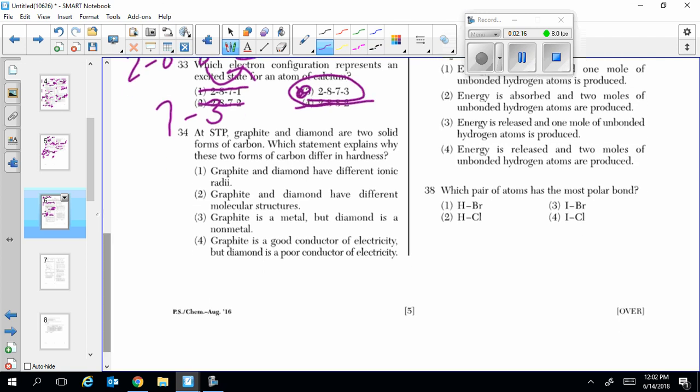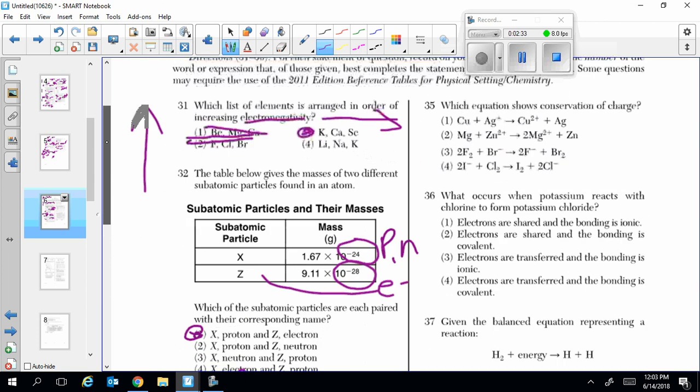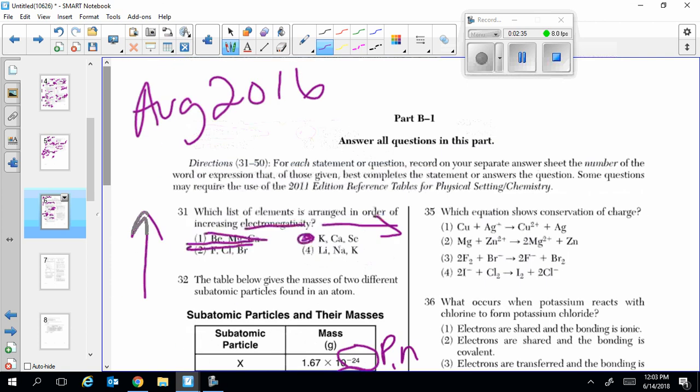At standard temperature and pressure, graphite and diamond are two solid forms of carbon. Which statement explains why they differ in their hardness? They differ because they have different structures. So it's not due to the radius, it's due to their structure. They're both carbon, but they just have different forms. Different structure leads to different properties.